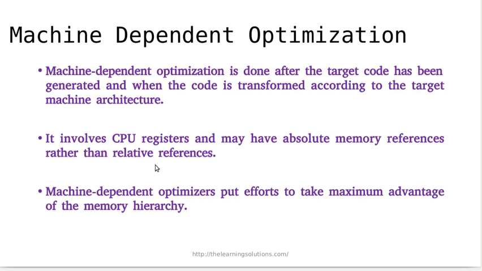Exactly opposite is machine dependent optimization. Here the target code is generated from the intermediate code, but the total transformation depends on the target machine architecture, because the optimizer needs to involve different CPU registers, memory references or relative addresses. These are the concerns that should be taken into account while converting the code into target code. So this is machine dependent optimization. I hope you understood the difference between machine independent and machine dependent optimization.